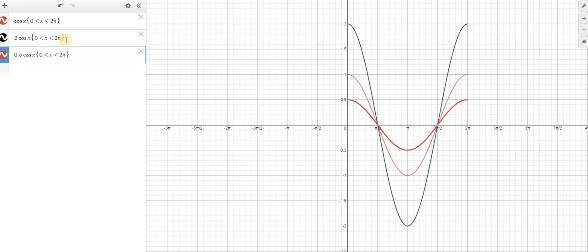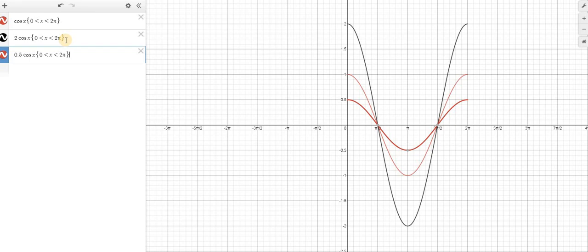cosine x from 0 to 2 pi, you're gonna have the dark red graph here and it starts from 0.5 to -0.5. You see here we have vertical compression.